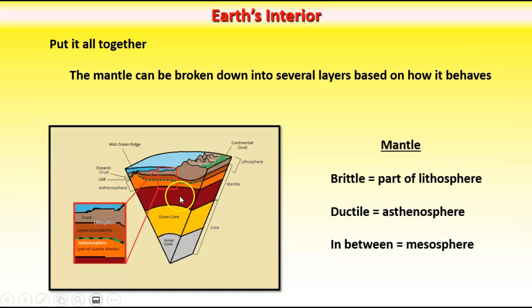And then the rest of the mantle is kind of termed the mesosphere, and it's just even weirder. It kind of flows like the asthenosphere, but it's not as much because the pressure is higher. And so for us in this class, the main thing I want you to remember is lithosphere and asthenosphere. Those are the two terms that I want you to remember and what parts of the Earth they consist of.